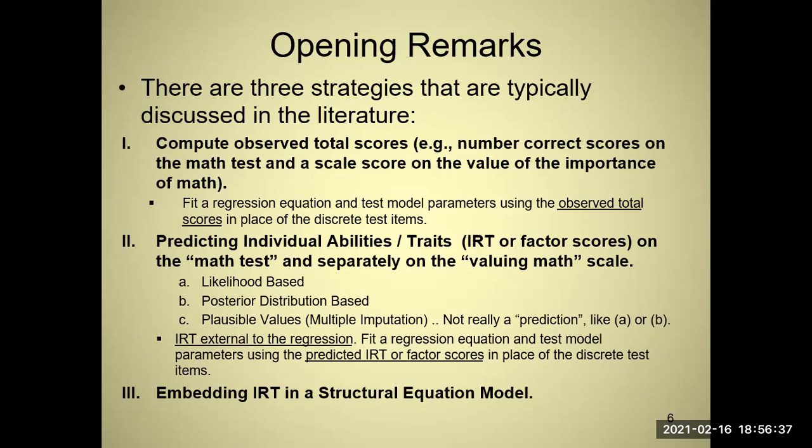So in the first one, you simply sum the observed item responses. In the second one, you might get predicted latent variable scores. And the other thing too is I use the term predicted here. I know they'll often use the term estimated, but we're going to talk about that a little bit as we go along. Really, I think most accurately, these are predicted scores. And then the third one is to embed IRT in structural equation modeling.